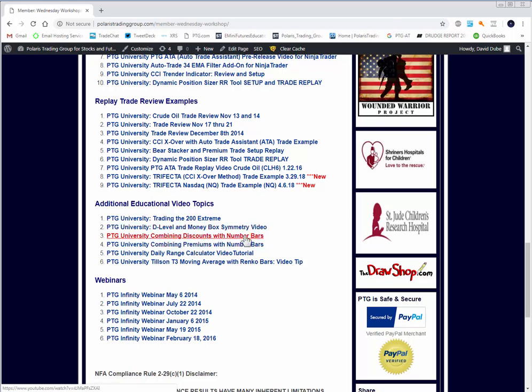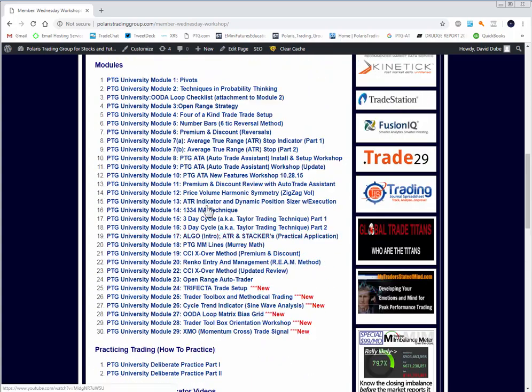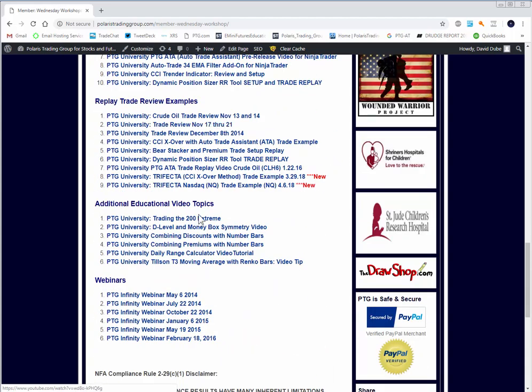Combining discounts premiums with number bars. We have it in the section up here, called number bars. The 6-tick reversal method, module number 5, walks you through the order flow, or the delta footprint type chart. When you get there, you'll have some practical application of how we combine discounts premiums with those number bars. So again, it's an add-on to the core stuff.